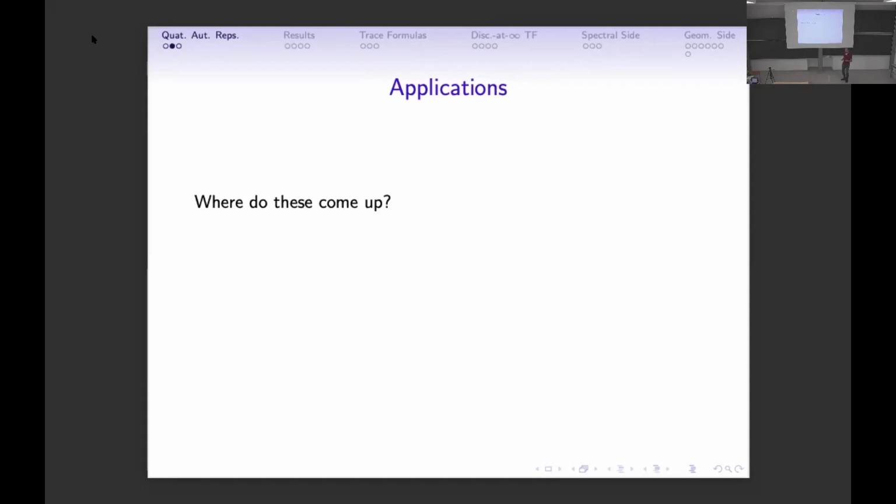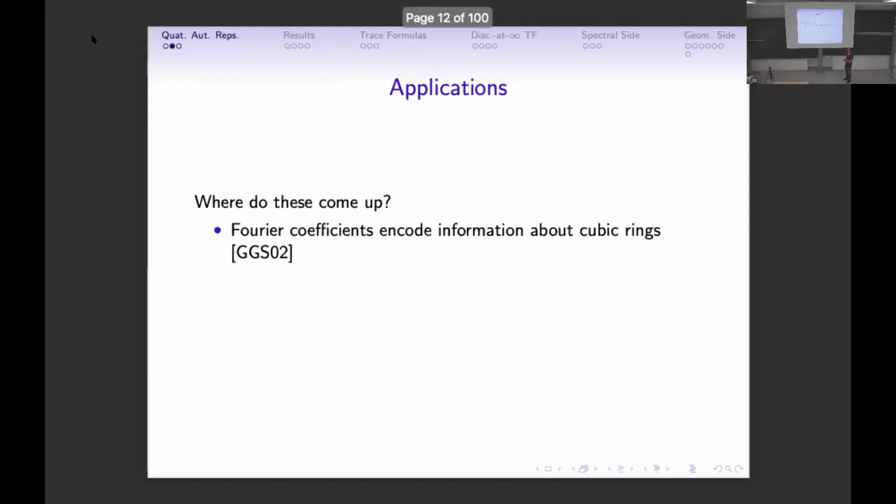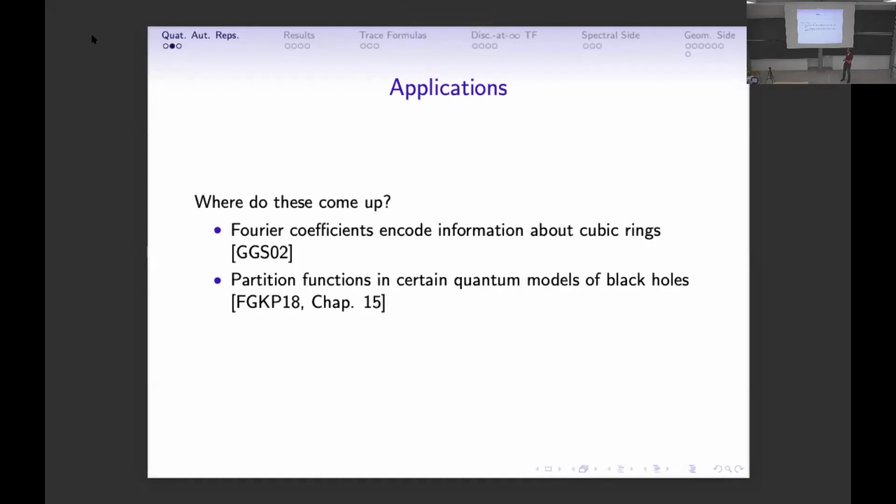Why might we care about them besides just this motivation? They come up in certain situations. There may be two so far. First of all, Fourier coefficients of these quaternionic discrete series encode interesting arithmetic information about cubic rings. And this was a paper of Gan, Gross and Savin. And second, and this is a little bit stranger, there are certain computations in string theory, and there's a book that talks about how these computations relate to automorphic representations. And sometimes you get things that look like quaternionic discrete series on G2 when you do these computations. So these are sort of a reasonable small example. Hopefully there'll be many more of these kinds of applications in the future.